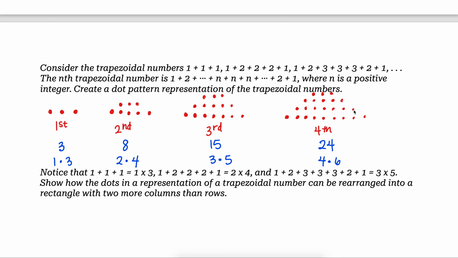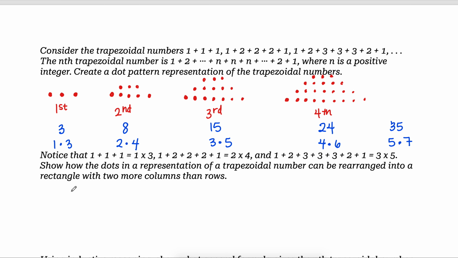I don't have it drawn, but if we were to do the fifth trapezoidal number, if you see this pattern here, okay, 1 times 3, 2 times 4, 3 times 5, 4 times 6, hopefully you can tell that the fifth one would be 5 times 7, or 35, okay? And we'll come back to that in just a second.